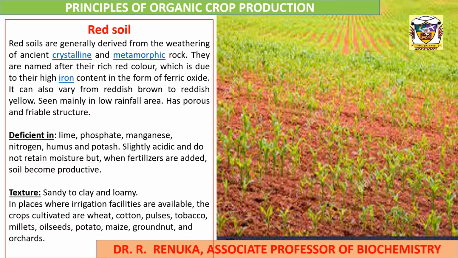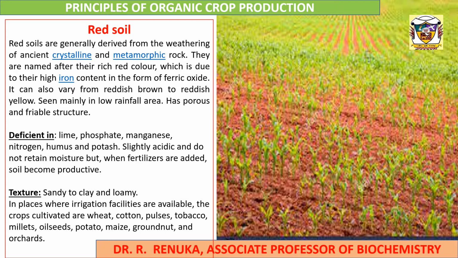Red soils are generally derived from the weathering of ancient crystalline and metamorphic rock. They are named after their rich red color, which is due to their high iron content in the form of ferric oxide. It can also vary from reddish brown to reddish yellow. It's seen mainly in low rainfall areas. It has a porous and friable structure.